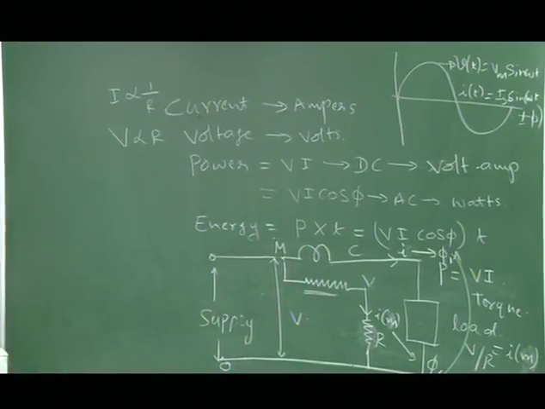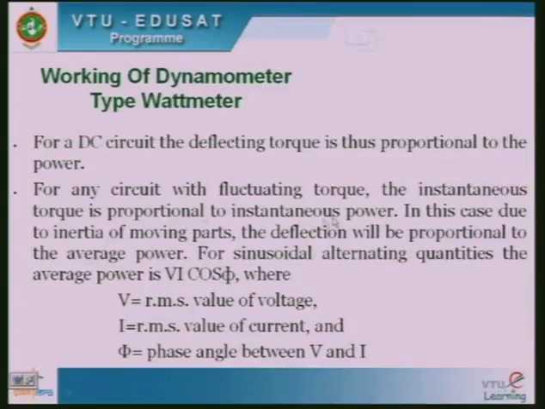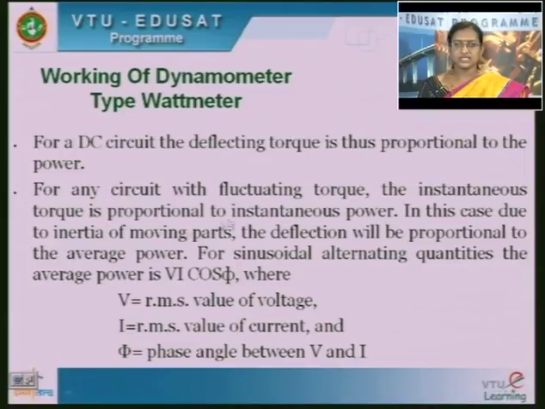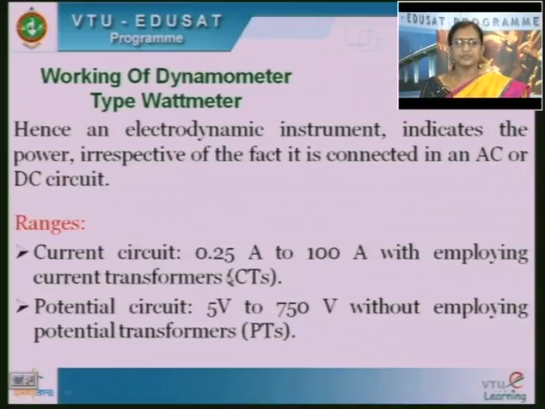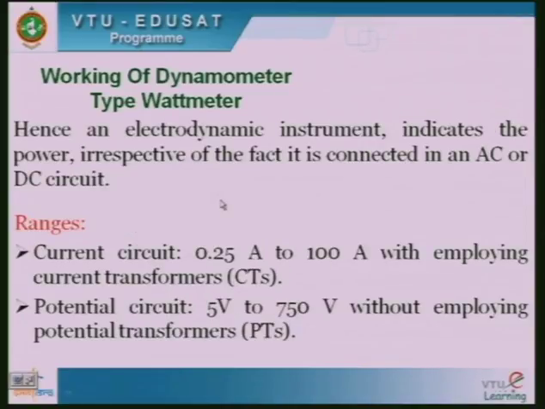So here, for any circuit with fluctuating torque, the instantaneous torque is proportional to instantaneous power, because power is the product of voltage and current. In this case, due to the inertia of the moving parts, the deflecting torque will be proportional to the average power. For sinusoidal alternating quantities, we know that the average power is VI cos phi, where V is the RMS value of the voltage, I is the RMS value of current, and phi is the phase angle between the voltage and current.